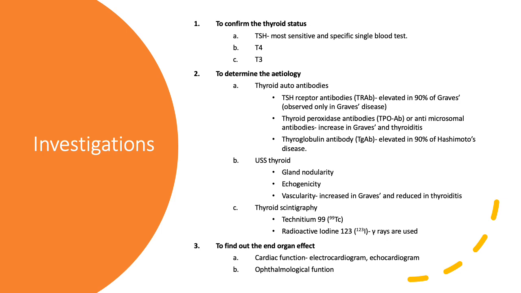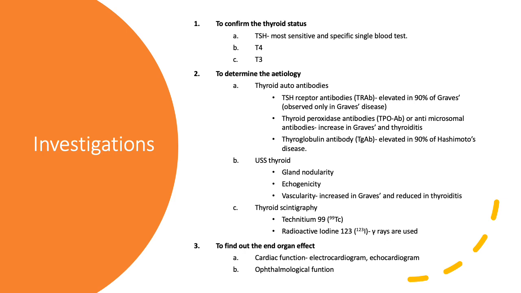Ultrasound scan of thyroid shows gland nodularity, echogenicity, and vascularity. The vascularity in ultrasound scan is increased in Graves' and it is reduced in thyroiditis. In doubtful cases, thyroid scintigraphy such as technetium-99 or radioactive iodine scan is used.